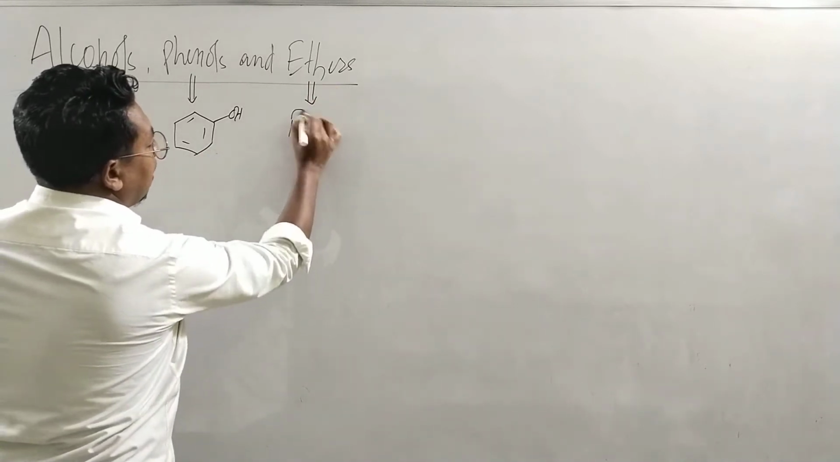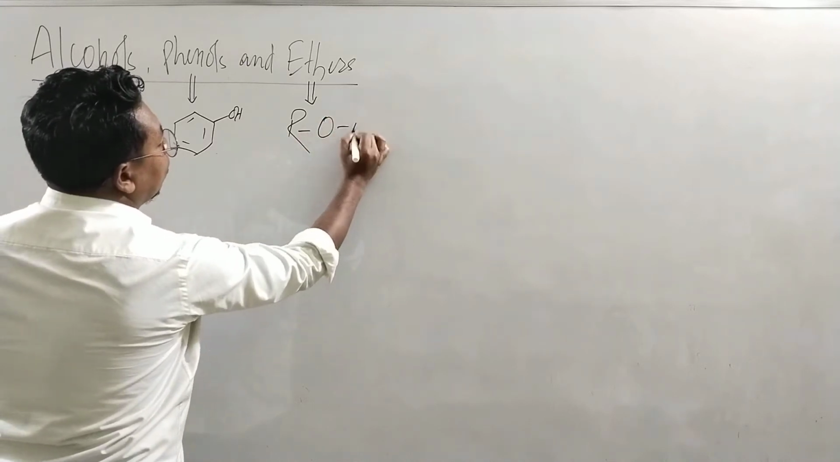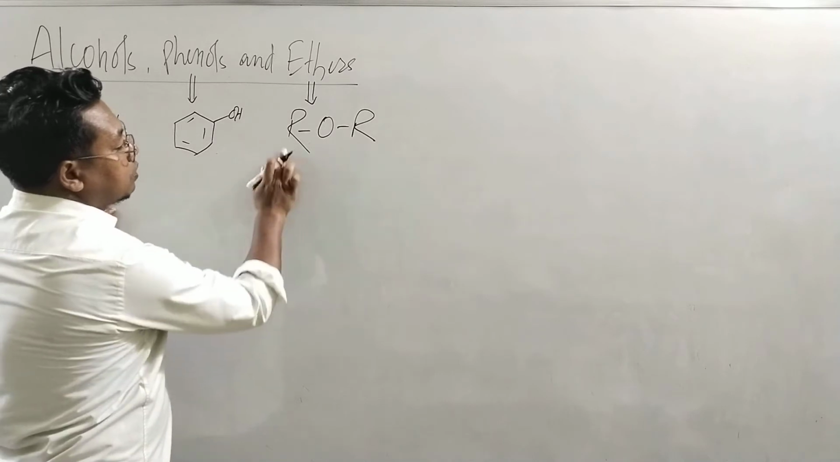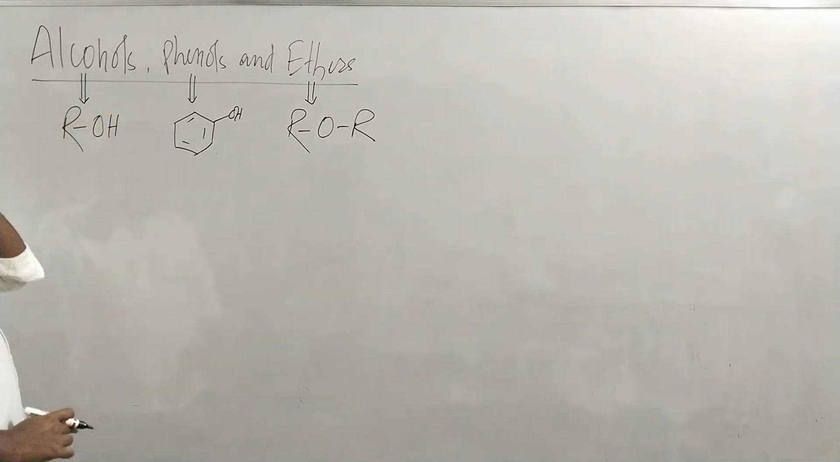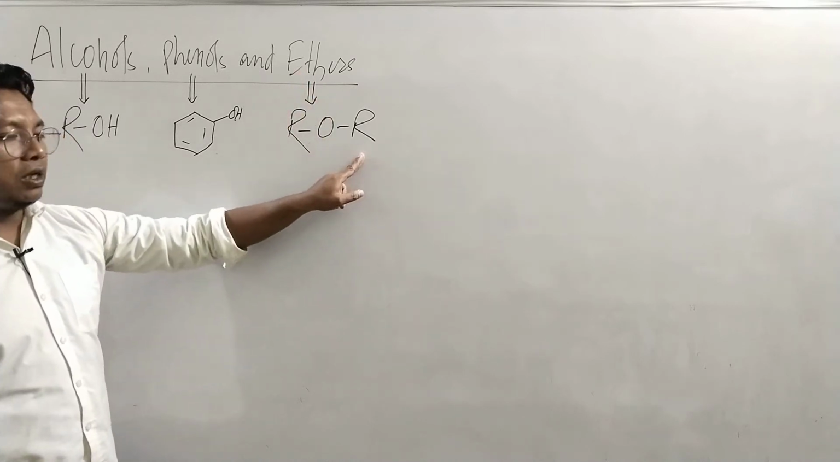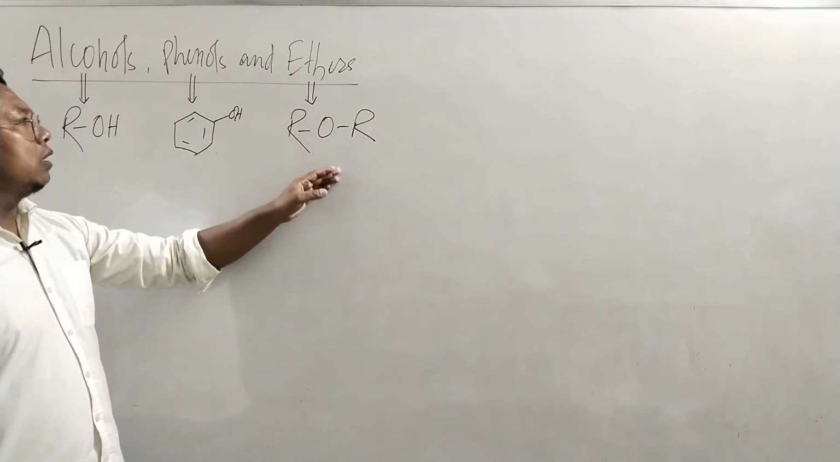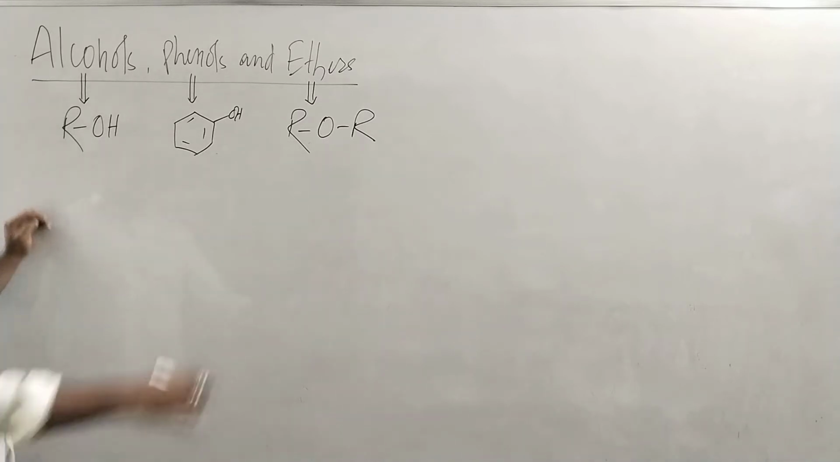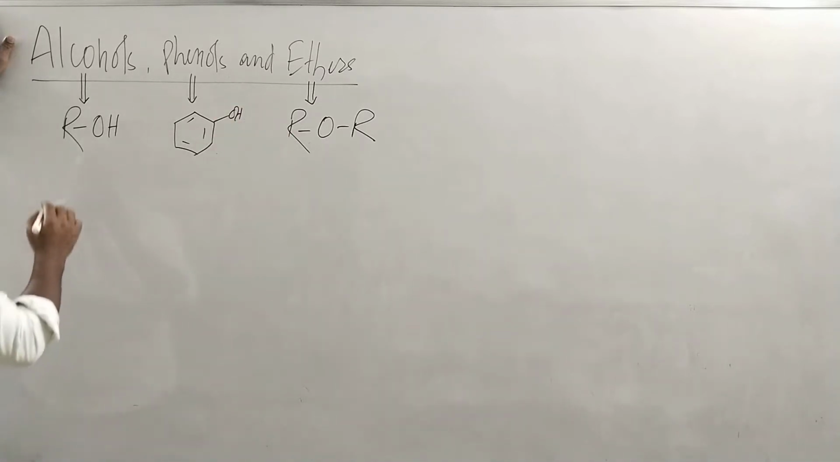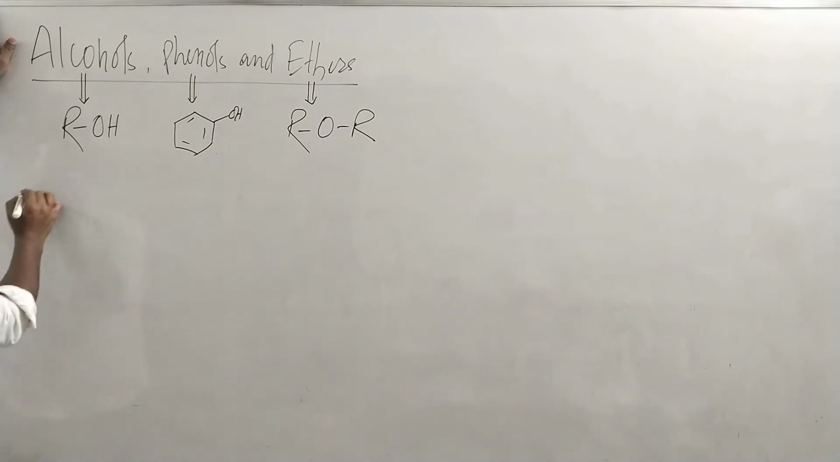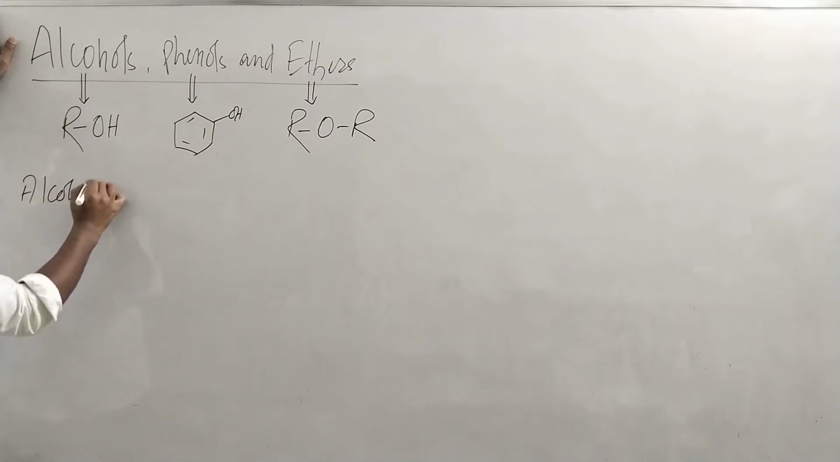Ethers are represented by R, O, R, ROR. These two alkyl groups may or may not be same. If they are same, then they are called symmetrical ether or simple ether, or if they are not equal, then unsymmetrical ether. Now let us start alcohols.